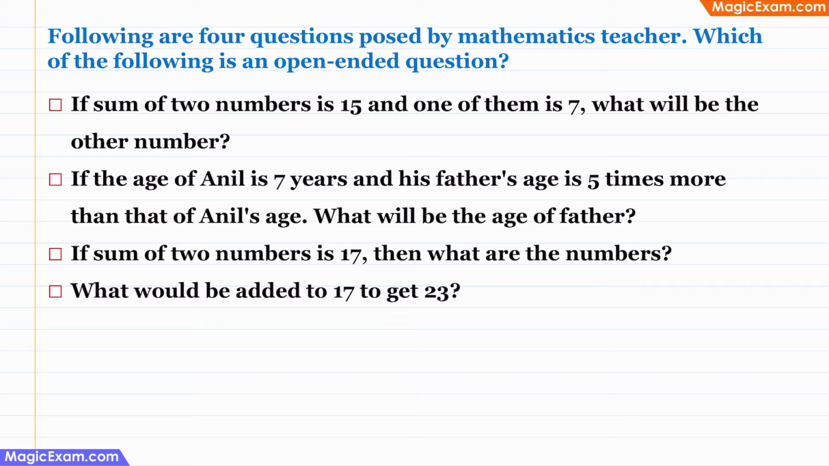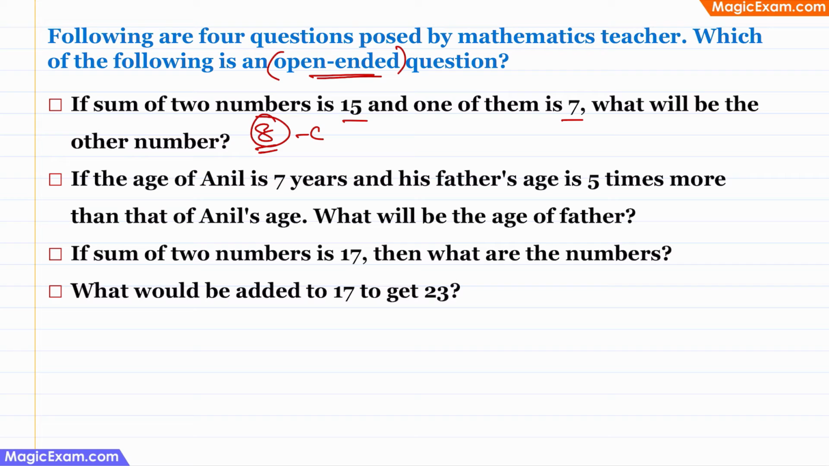Following are 4 questions posed by a mathematics teacher. Which of the following is an open-ended question? So now what is an open-ended question? Any question that can have more than 1 correct answer can be an open-ended question. Now the first option says if the sum of 2 numbers is 15 and one of them is 7, what will be the other number? So the answer to this question will be 8, because 15 minus 7 is 8. So there can be only one possible correct answer here. Therefore, this is a close-ended question.